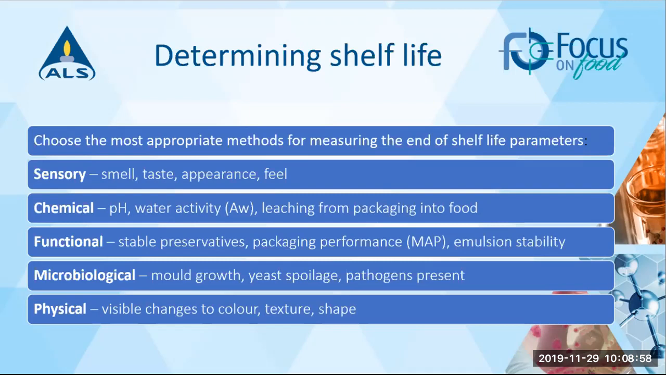Secondly, you'll need to know which property of the product is likely to fail first so that you can measure or test the time to failure. This can be any one of the following parameters. It could be microbiological, chemical, or organoleptic, and that's sensory, functional, physical.